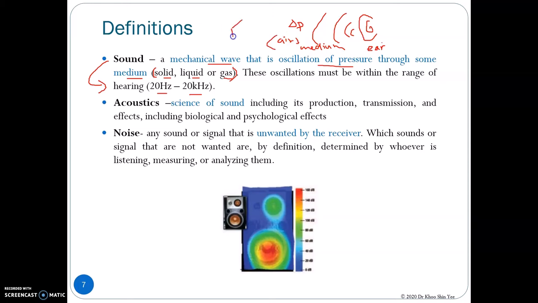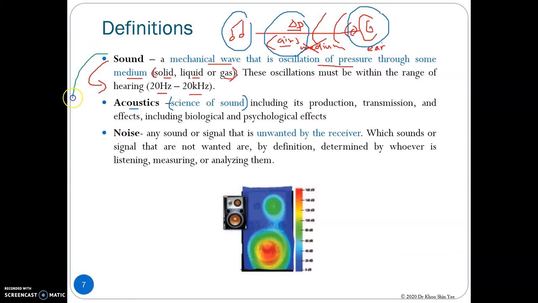For example, if you play some music, the music will cause a change of pressure in the air, and what you are hearing is actually the change of pressure in the air. So without the medium of air, you cannot hear the sound. Acoustics is the study or science of sound, covering its production, transmission, as well as the effect on humans, machines, etc.